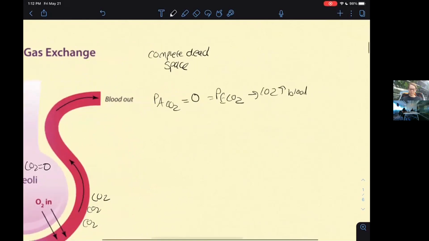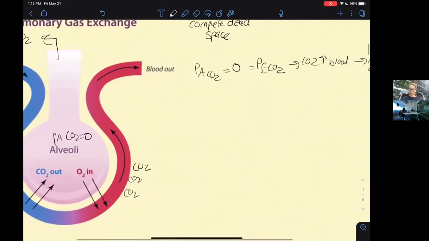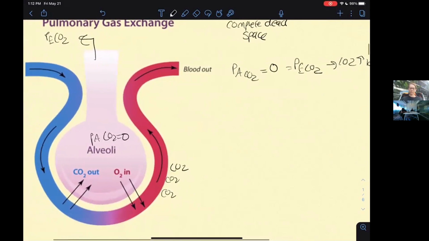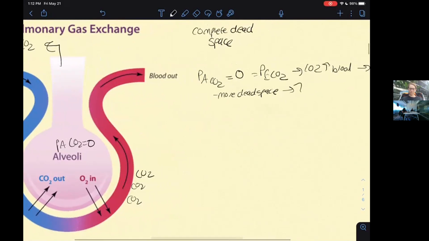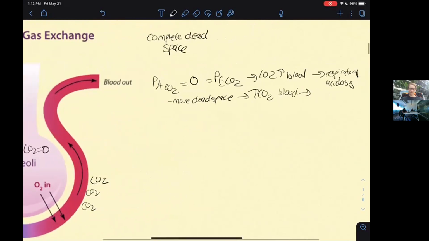And that's one way that respiratory acidosis can happen, right? If you have increased dead space, you'll have more retention of CO2 in the blood. And that's one reason you can have respiratory acidosis. So obviously, it's never going to be 0, but if you have more dead space in your lungs for some reason, you have an increase of CO2 in your blood, so respiratory acidosis.